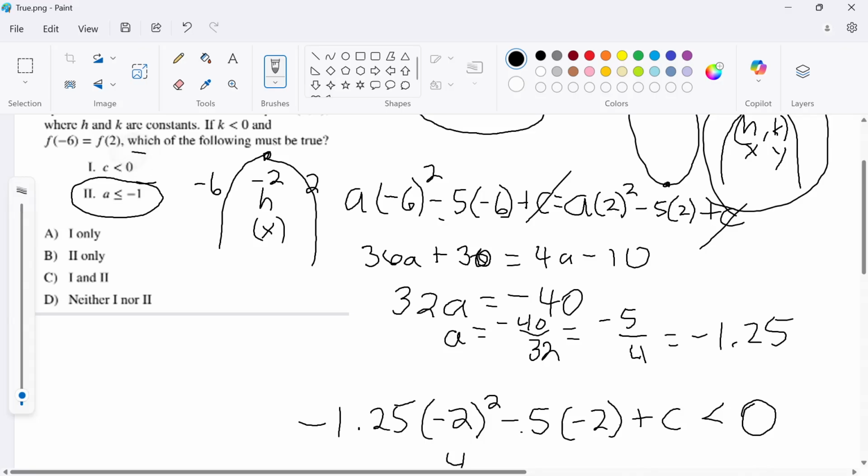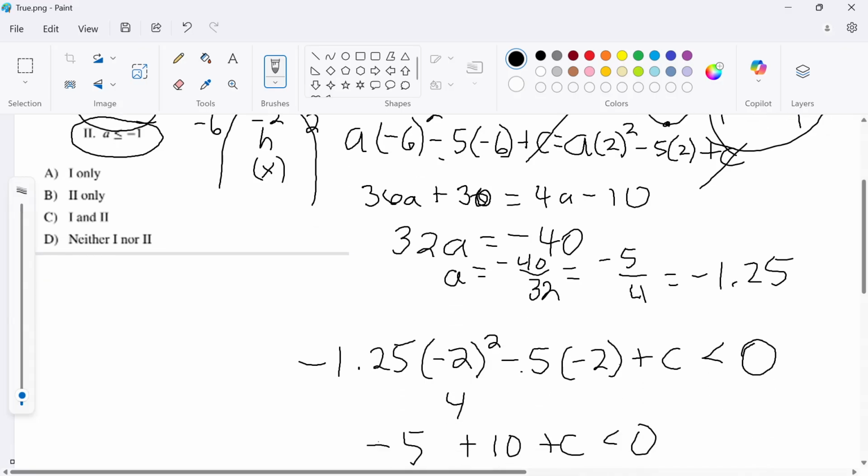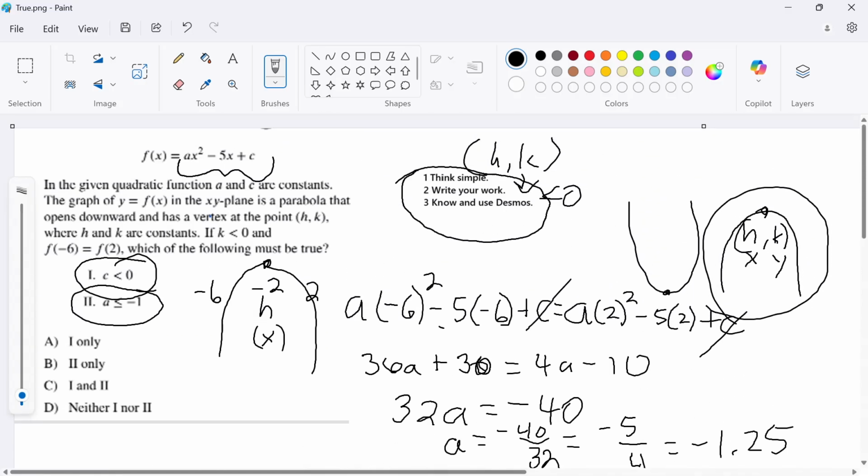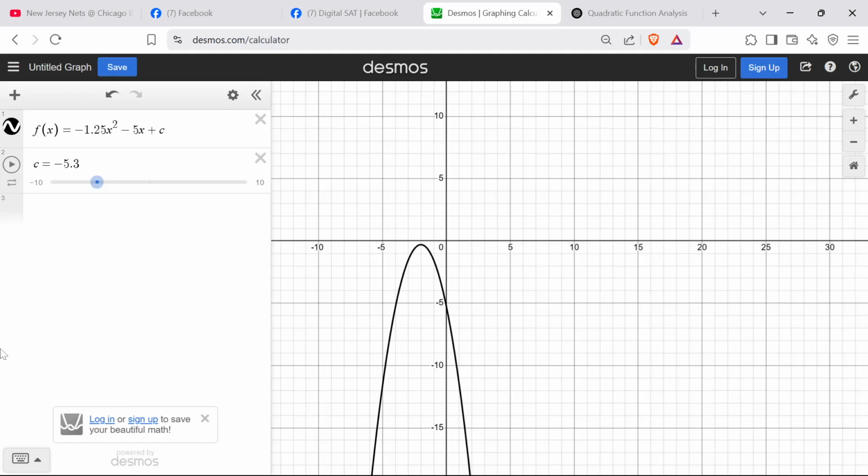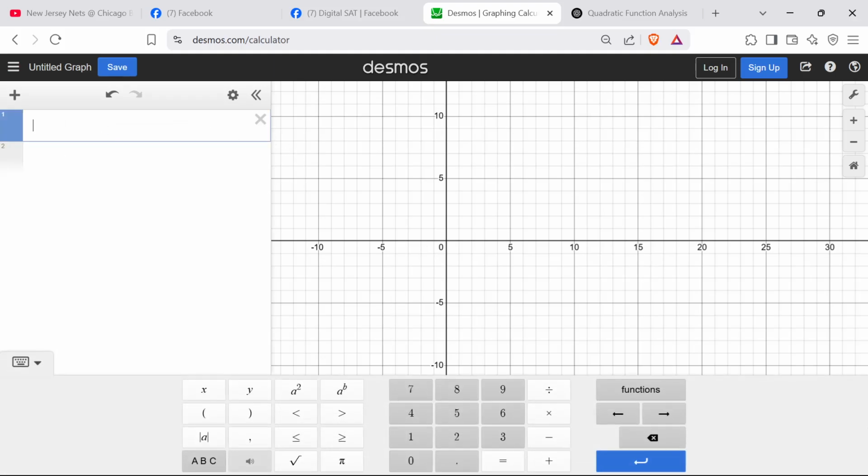That means 1 is also true, because c has to be less than negative 5 in order for that vertex to be beneath the x-axis. So that is 1 and 2. The answer is C. Now, know and use Desmos. Let me try this on Desmos, and let me put this in first.